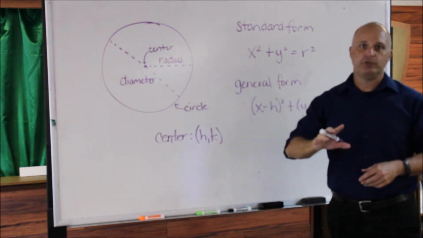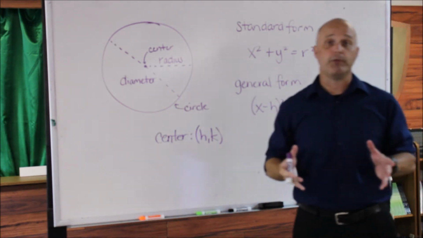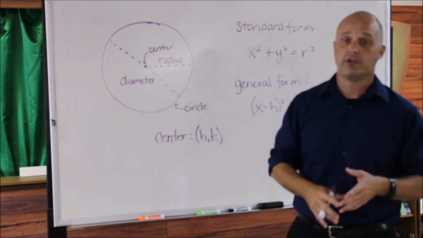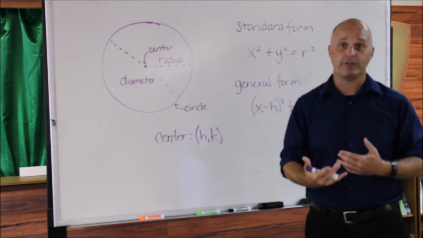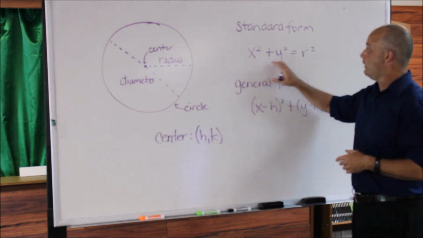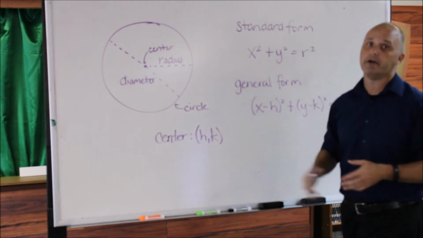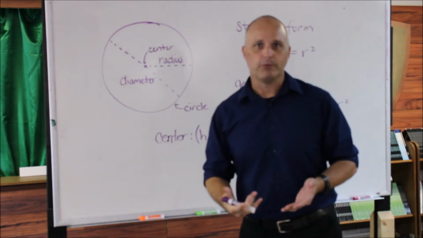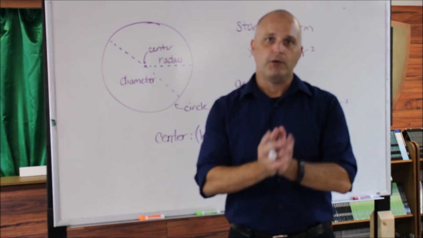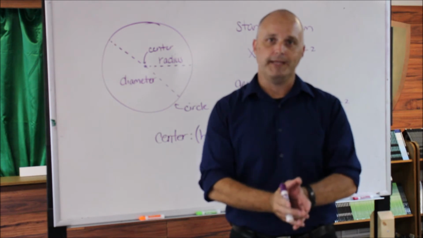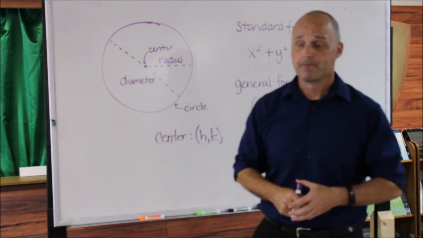Now we've got two equations that we want to use when we're doing circles. The first is going to be the standard form for the circle, and that's going to be x squared plus y squared equals r squared. The reason why we like this one is because if we just have an x squared and a y squared, then we know that the center of our circle is going to be at 0, 0, or the origin.